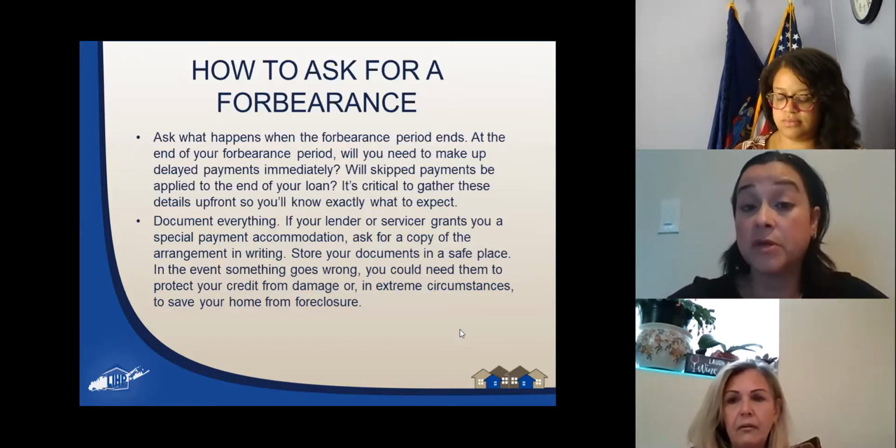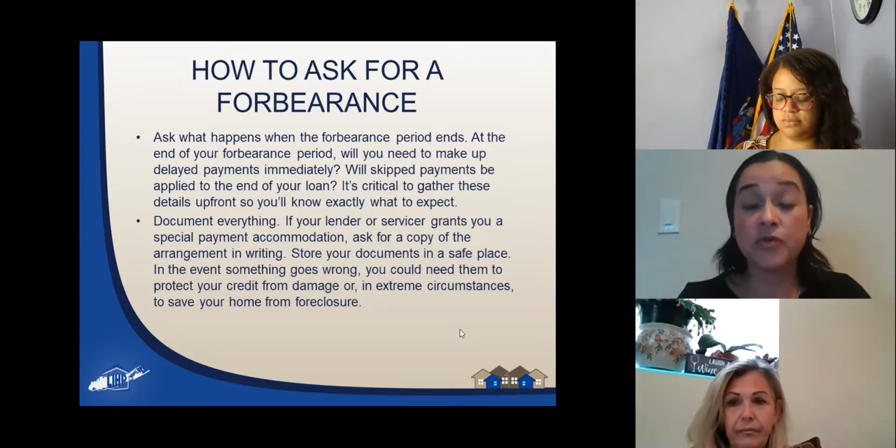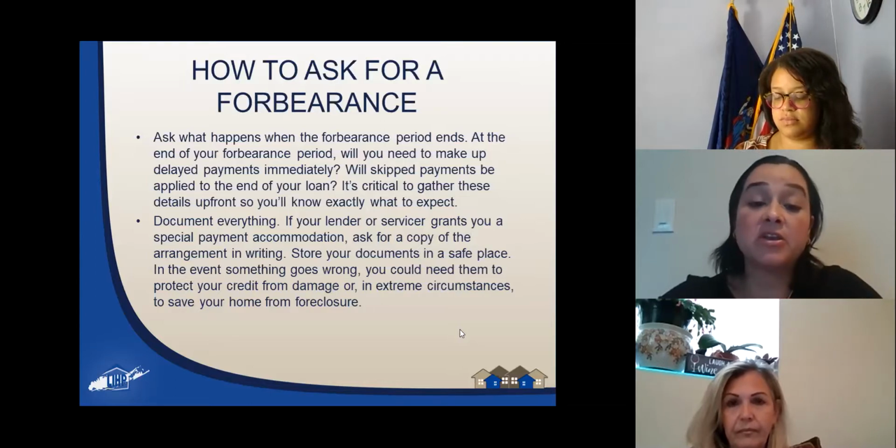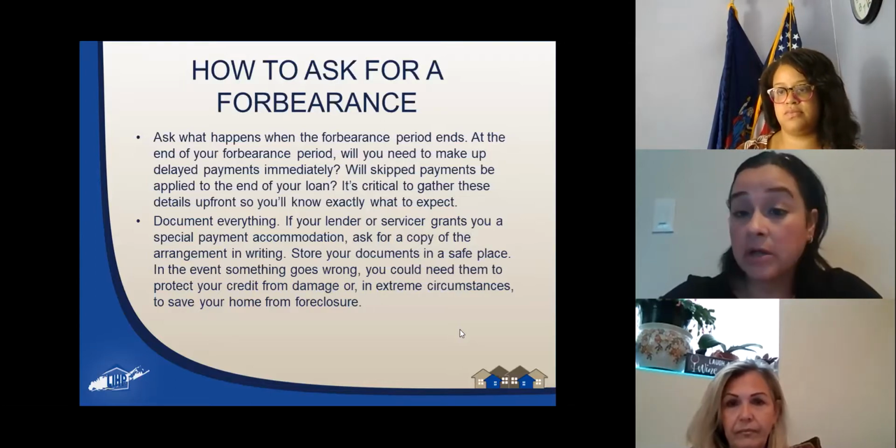So that's important to know. For those that are just thinking they can get a forbearance, even though you can afford to pay your mortgage, there are some negative effects of that. Okay. You want to document everything with your lender as well.